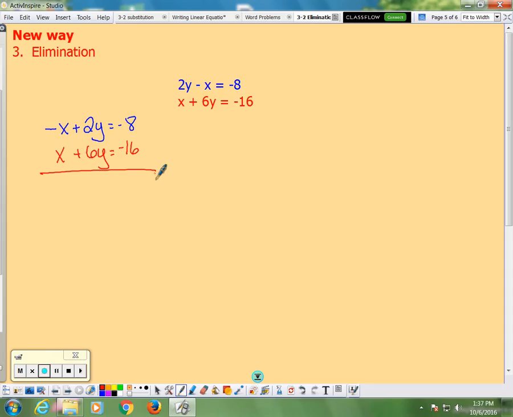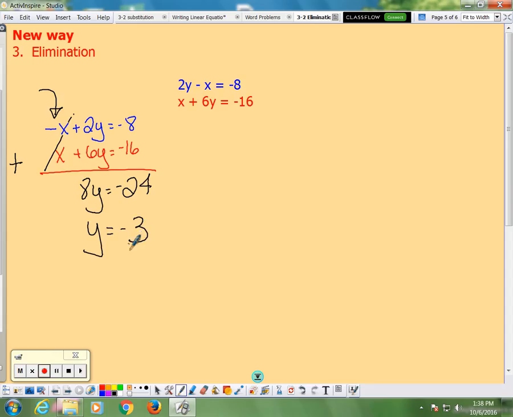So I look, do my x's or my y's have the same coefficient, the same number in front of them? And sure enough, when I look at this, I see right there that those x's both have a 1. So what do I do? I get to look at their signs. Do they have opposite signs or the same sign? Well, one's negative, one's positive, so that says they have opposite signs, so I'm going to add. And when I add these together, the x's drop out, and I end up with 2 plus 6 for 8y equals negative 8 plus negative 16 is negative 24. When I divide by 8, I get y equals negative 3.